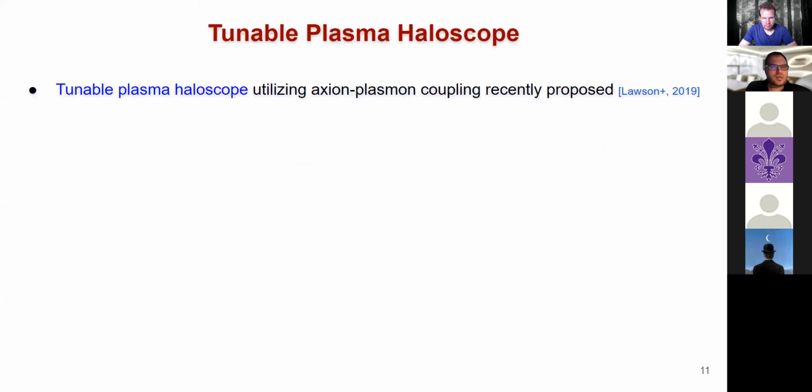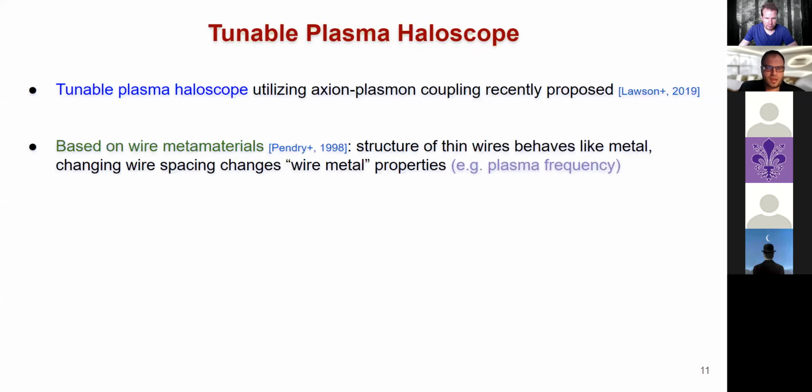So the tunable plasma haloscope has been recently introduced in this work by Lawson et al. with Frank Wilczek, Edoardo Italiano, Alex Miller, as well as I think there might be some other authors. And it utilizes axion-plasmon coupling compared to just the axion-photon coupling, as in the case of the cavity resonator. And the basic structure of this haloscope is based on wire metamaterials.